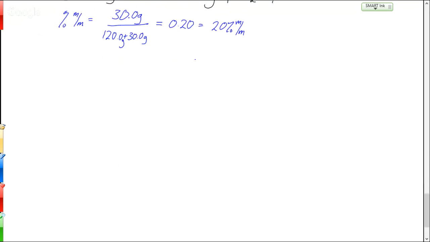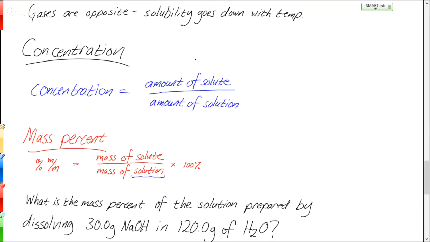So if we go back up to our definition, amount of solute over amount of solution. Those amounts can be any kind of a unit that means amount. So it could be grams, it could be volume, like liters, milliliters, it could be moles. For gases, it could be something like pressure.